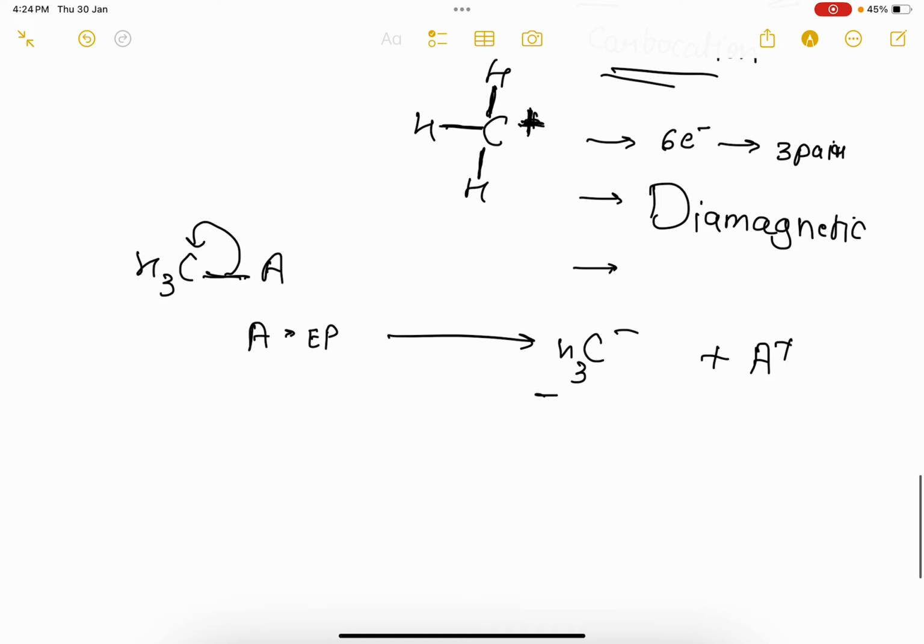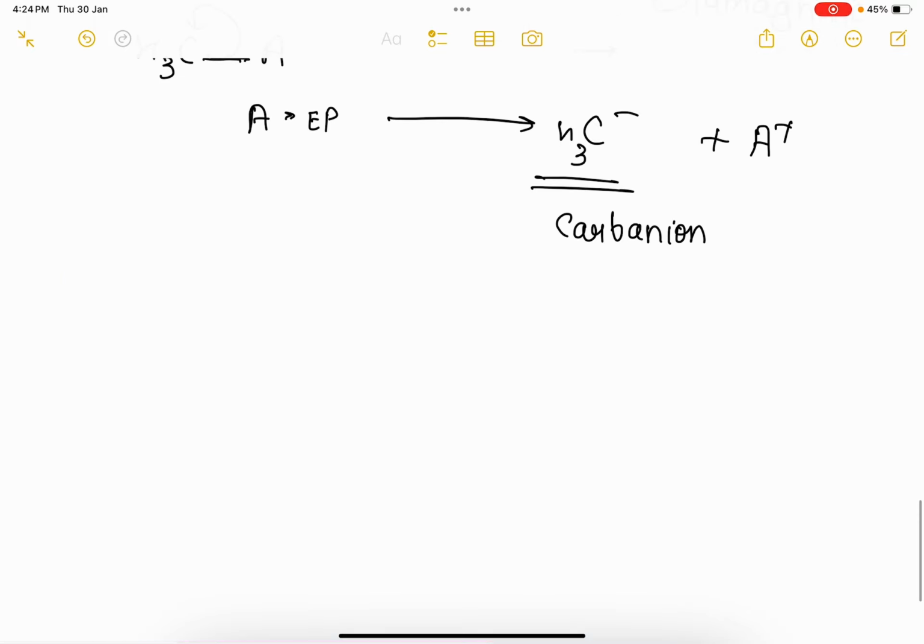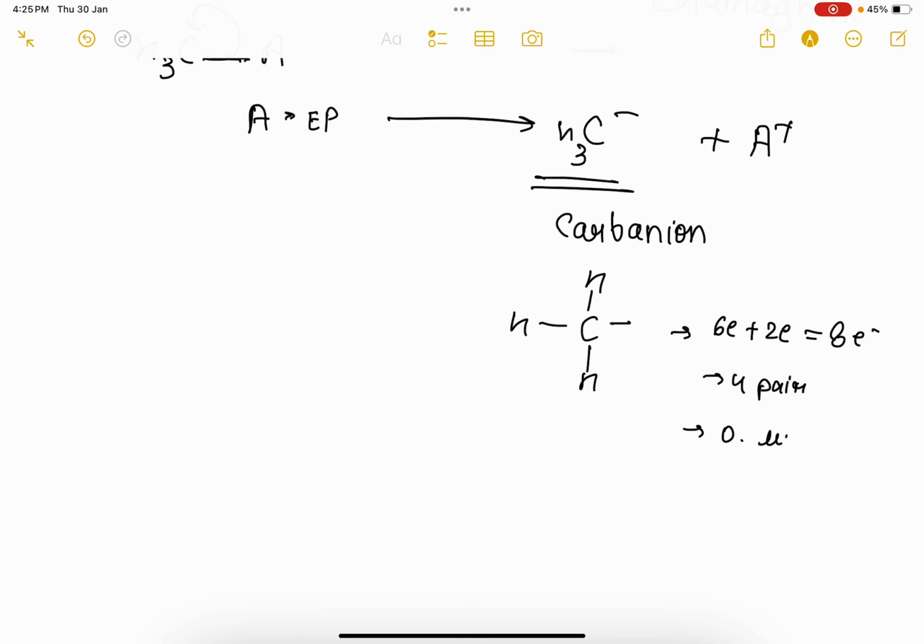Okay, so let's talk about CH3 minus. When carbon contains a negative charge, it is called a carbanion. A carbanion contains 3 covalent bonds and 1 negative charge, which means 3 covalent bonds have 6 electrons and 1 negative charge contains 2 electrons, total 8 electrons. Which means 4 pairs of electrons, and it also contains 0 unpaired electrons. So the carbanion is also diamagnetic in nature.